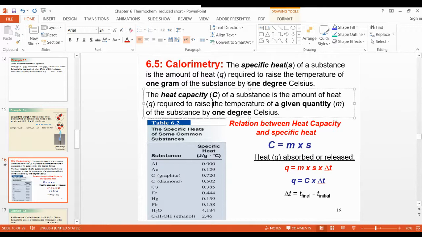Simple, given quantity, right? If the question asks for molar heat capacity, you will write here: the temperature of 1 mole of a substance by 1 degree Celsius. If in place of 1 mole you put 1 gram, that is specific heat. That is the difference between specific heat and molar heat capacity. Molar heat capacity is related to moles, specific heat capacity is related to 1 gram of any substance. You should know this difference.